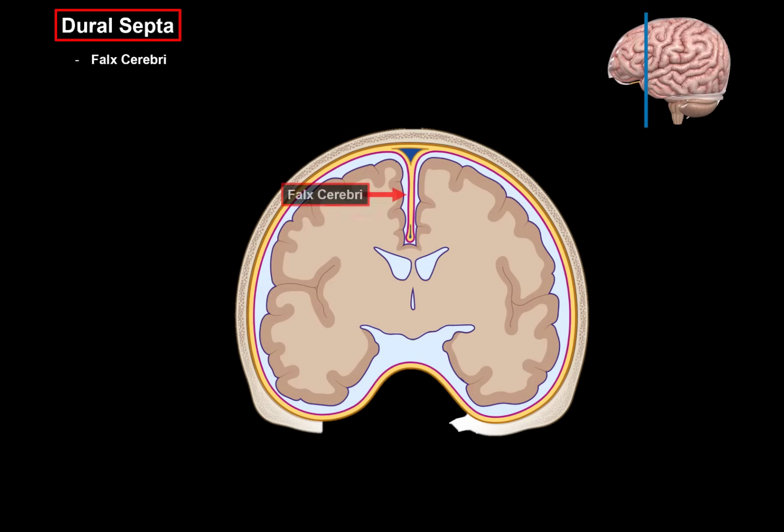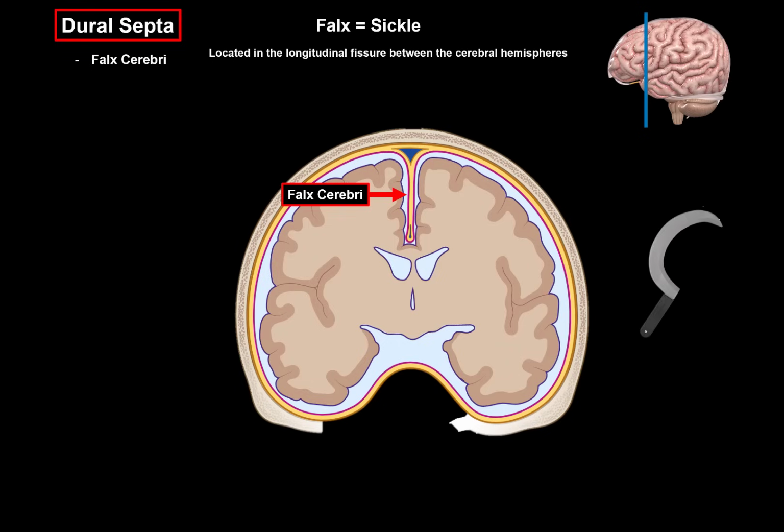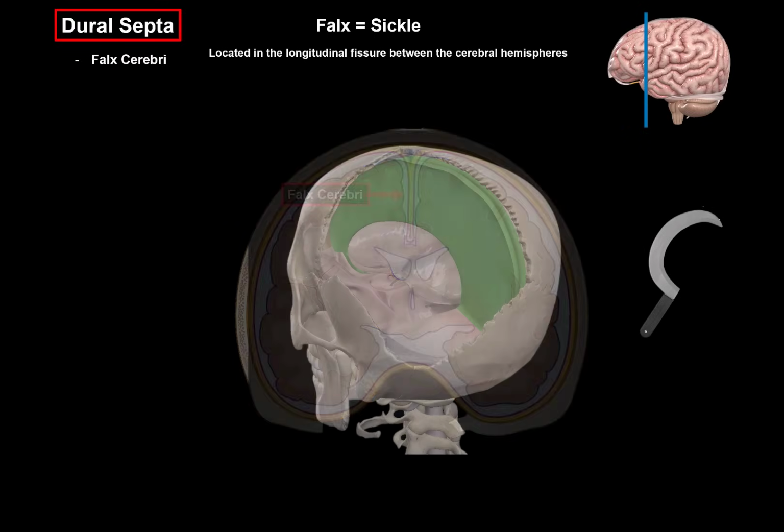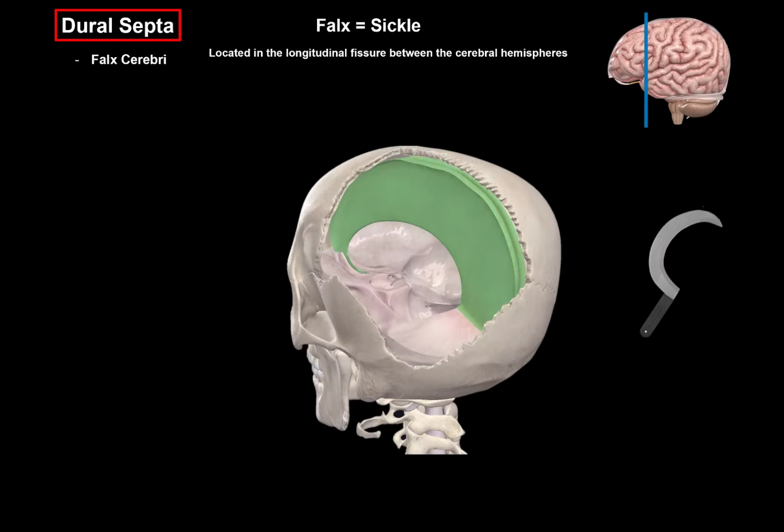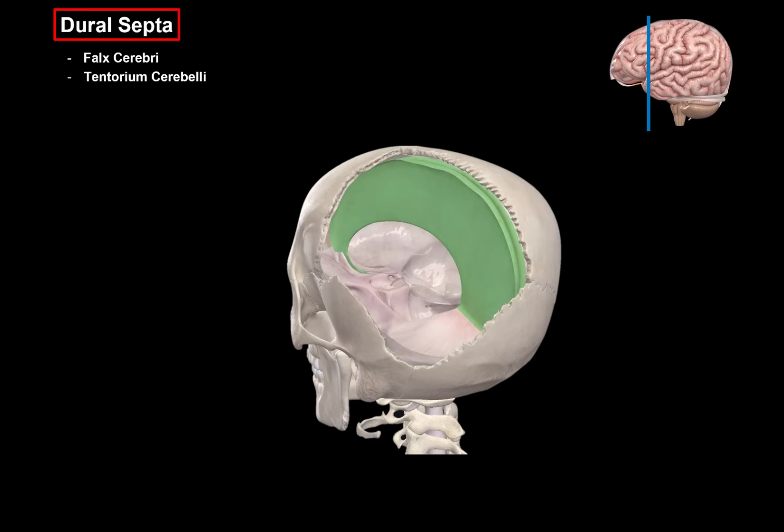The falx cerebri is the first one we're going to talk about. So if we take the brain and cut it right about here, we will see this. We will see the falx cerebri located inside the longitudinal fissure between each cerebral hemisphere. And again, it's formed by the double layer of the meningeal part of the dura mater. Falx means sickle, like this, because the falx cerebri is formed like a sickle within the longitudinal fissure, as you see here. Then we have the tentorium cerebelli.